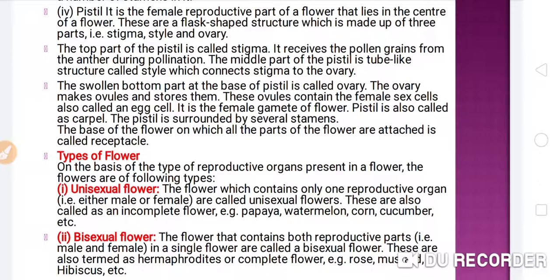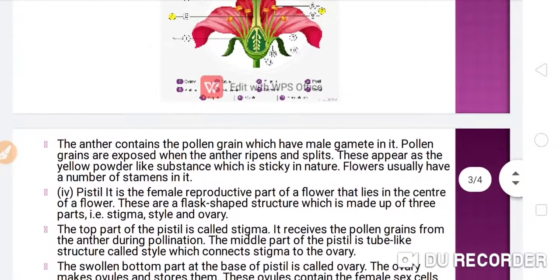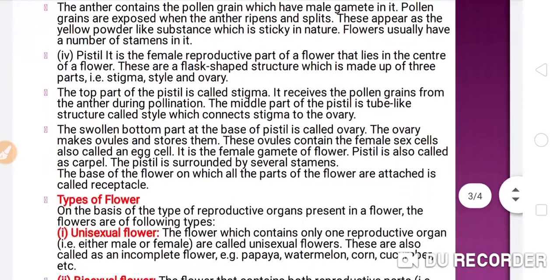Okay, so the base of the flower on which all the parts of the flower are attached is called the receptacle. So these were the important things about the flower and its different parts.